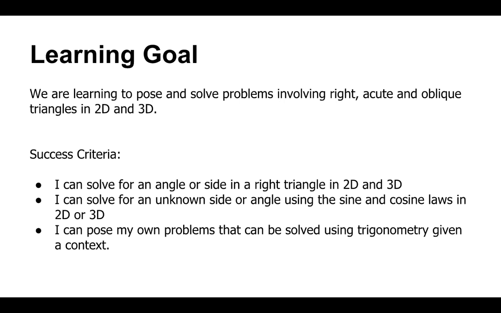So the learning goal today is looking at angles or sides in a right triangle in 2D and 3D, and solving triangles involving right, acute, and oblique triangles in 2D and 3D. The right and the acute, that was a grade 10 thing. The oblique or obtuse is actually grade 11. The 2D is grade 10, the 3D is grade 11. So you can see how we are going to start to apply this stuff in a new context.